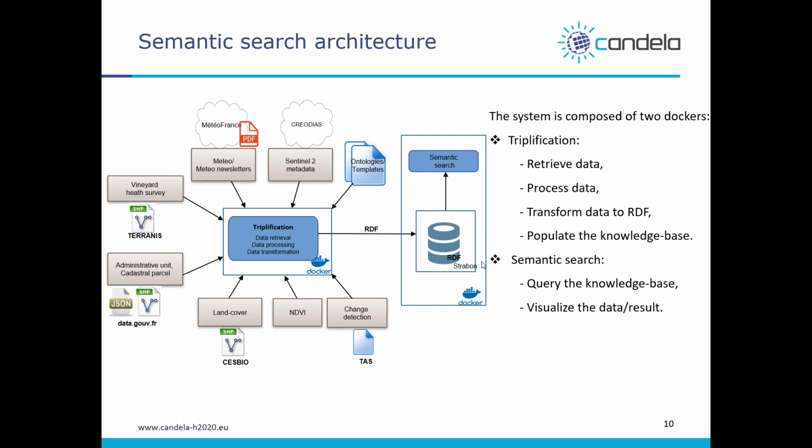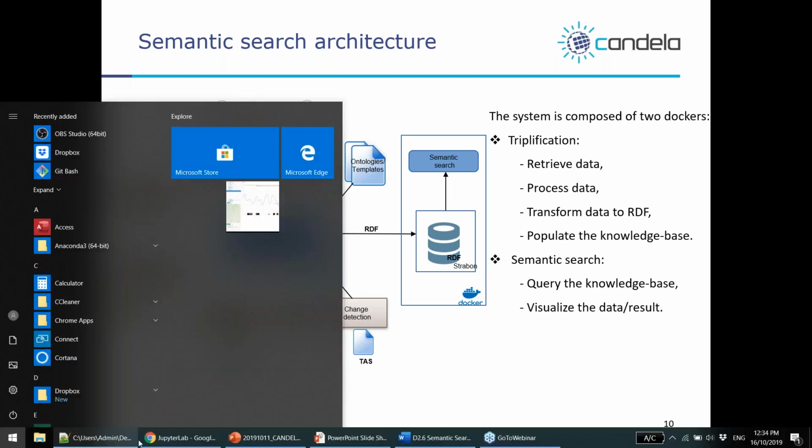And next, the second Docker is used to query and visualize the results. The Docker is composed of a web application interface with a query triple store. The triple store is a specific database used for semantic data. And we have deployed the triplification script and the template on JupyterHub, which I show you next.